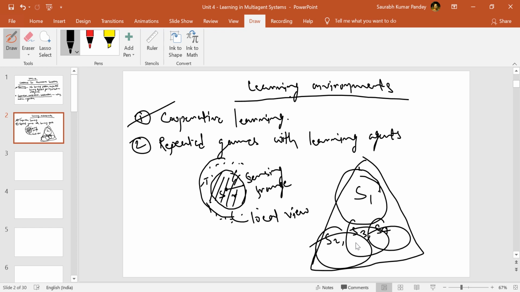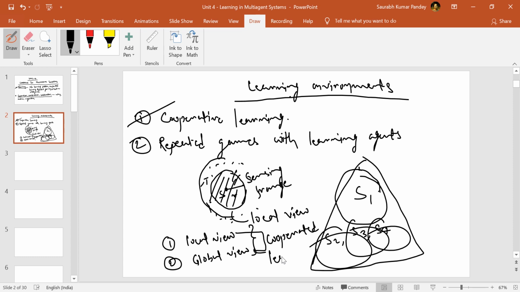And the governments also create some kind of policies so that cultural exchange is possible. So what I'm trying to tell you is that there are two important things. One is the local view, and second is the global view. And herein, to map local view to global view, cooperative learning is required. So how are they cooperating?